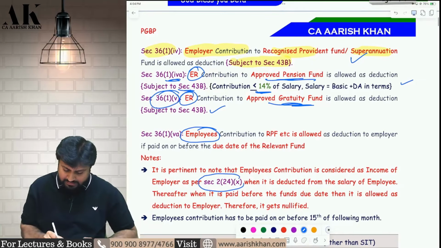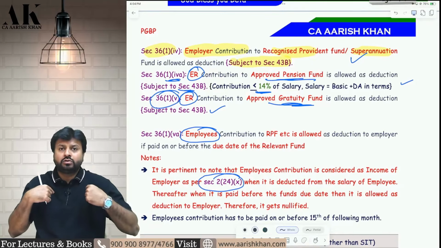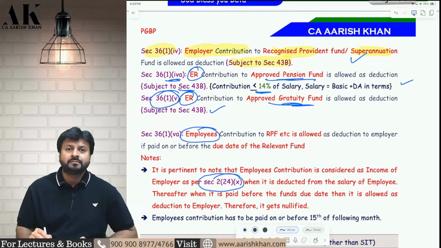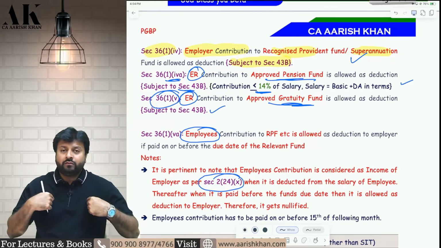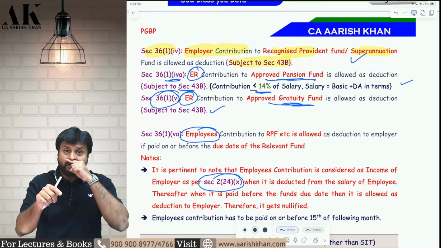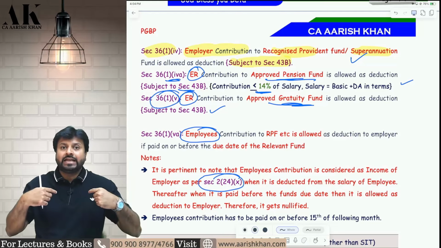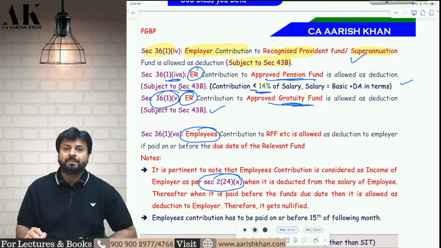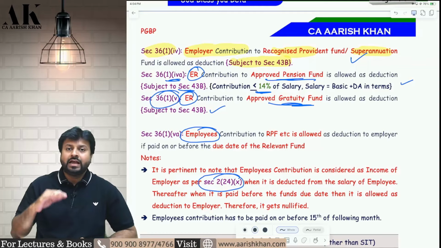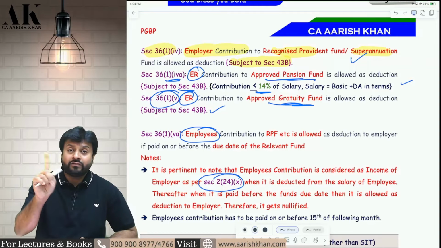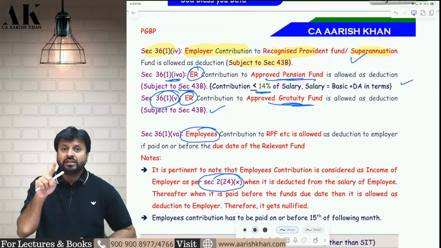What is it considered as? It is considered as my income under section 2, clause 24, subclause 10. So whatever employee contribution that I deduct from your salary will first be considered as my income. And then if I want a deduction of that, I have to make the payment not till the due date of filing of return. I have to make the payment by 15th of the following month.